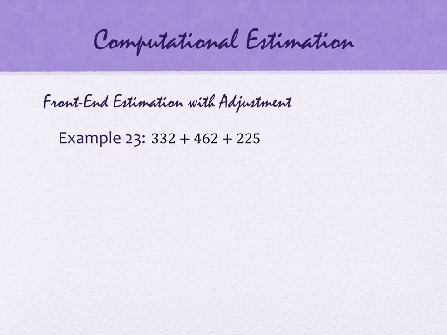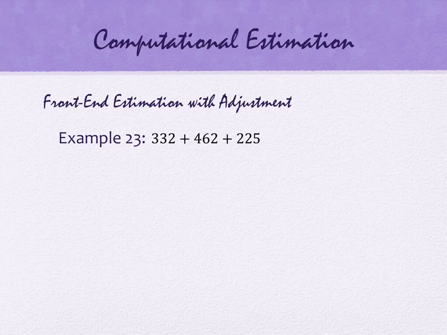Have we talked about front-end estimation before at all? I don't know for sure. You guys have to tell me. Not in here. Okay. Front-end estimation is the idea that we use just the first value of something and we ignore the rest of it. So when we're looking at 332, 462, 225, front-end estimation means we only look at the first value of each of them. And in particular, it usually means that it's all the same place value.